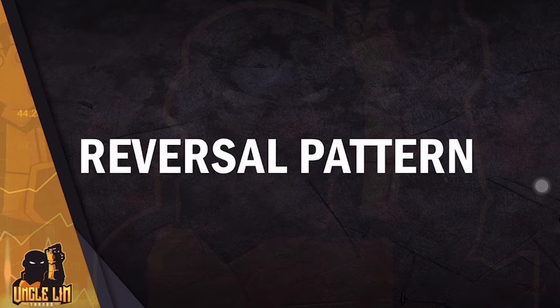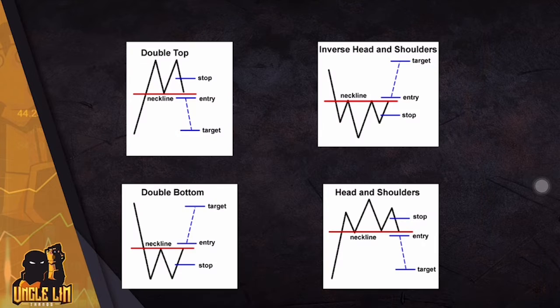In reversal patterns, there are 4 patterns that Uncle usually uses, and they are also Uncle's favorite patterns. Whenever Uncle finds one of these patterns, Uncle will trade it, and mostly puts a bigger lot size. So what are the patterns that Uncle usually uses? Double top, double bottom, head and shoulders, and also inverse head and shoulders.